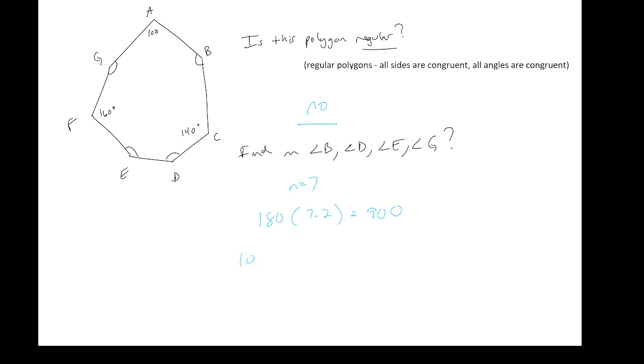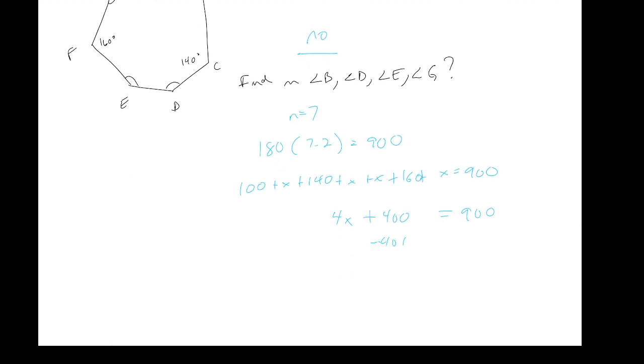So the sum of all of these, 100 plus x plus 140 plus x plus x plus 160 plus x, is equal to 900. But you guys already know there's 4 x's, there's 4 angles that are all the same, right? And then we're going to add up all those guys together. So 100 plus 140 plus 160 is 400. And algebraically, we're now on the races. We're going to just solve for x, so we need to undo 400 being added, so we subtract it from both sides. So 4x is equal to 500. X, as we divide both sides by 4, is equal to 125. So that's the angle measure for each angle.